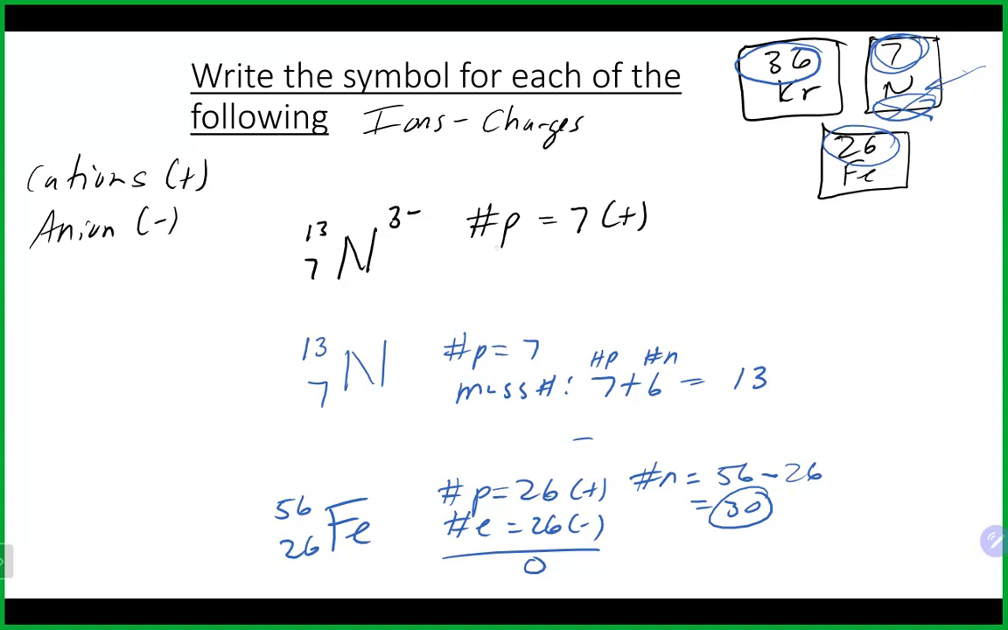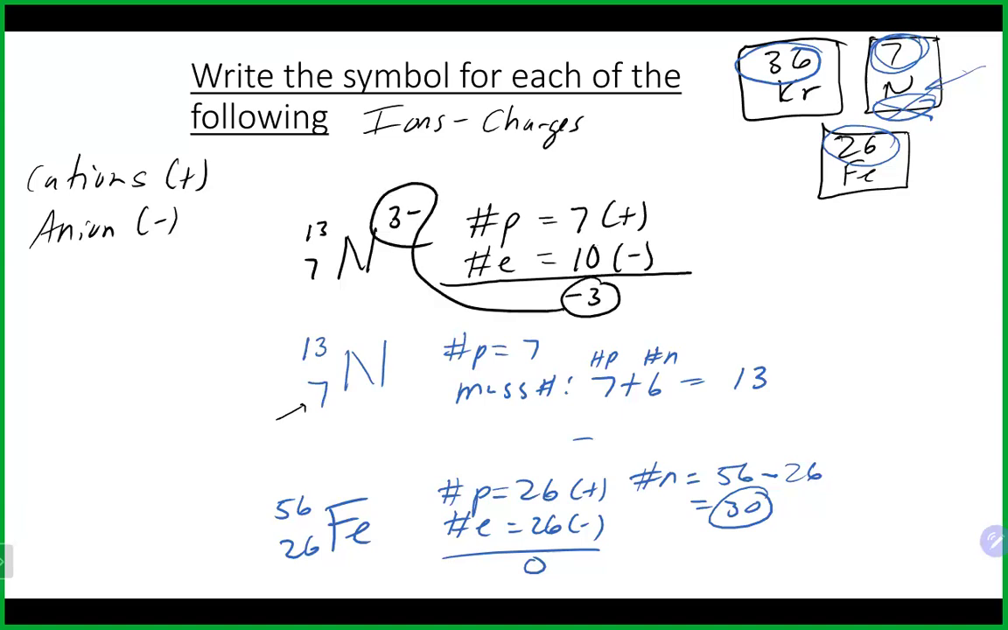So in this particular case, instead of 7 electrons like we have here in this example, it actually will have 10 electrons. And if you take 10 negative things and you add 7 positive things to it, you are left over with a -3 charge. And that is where the charge comes from on the nitrogen.